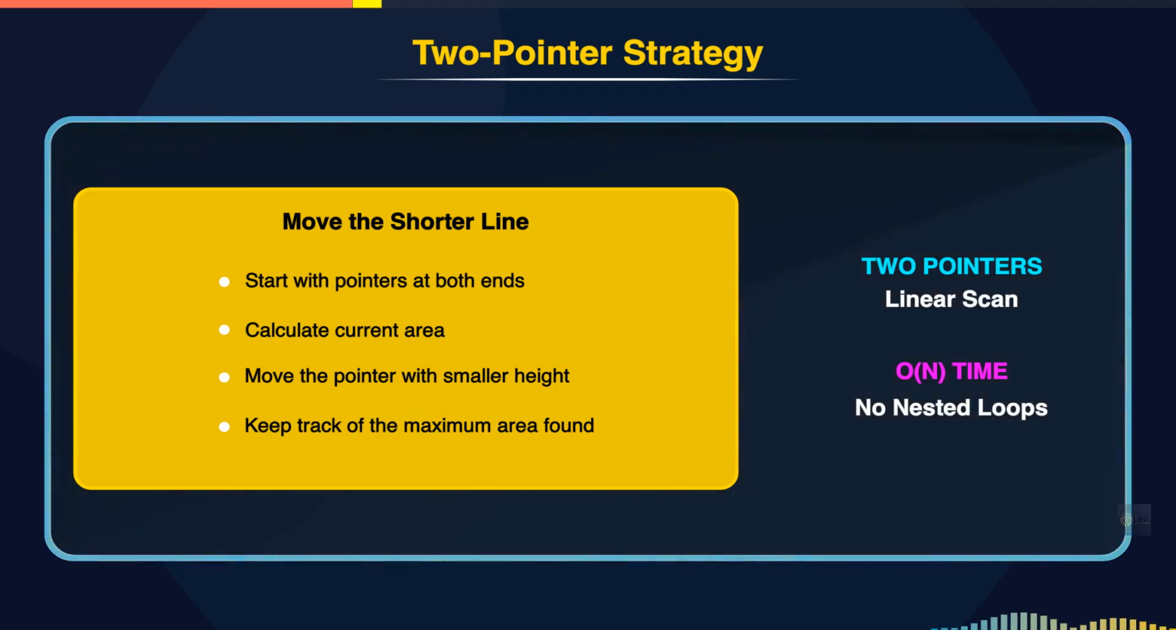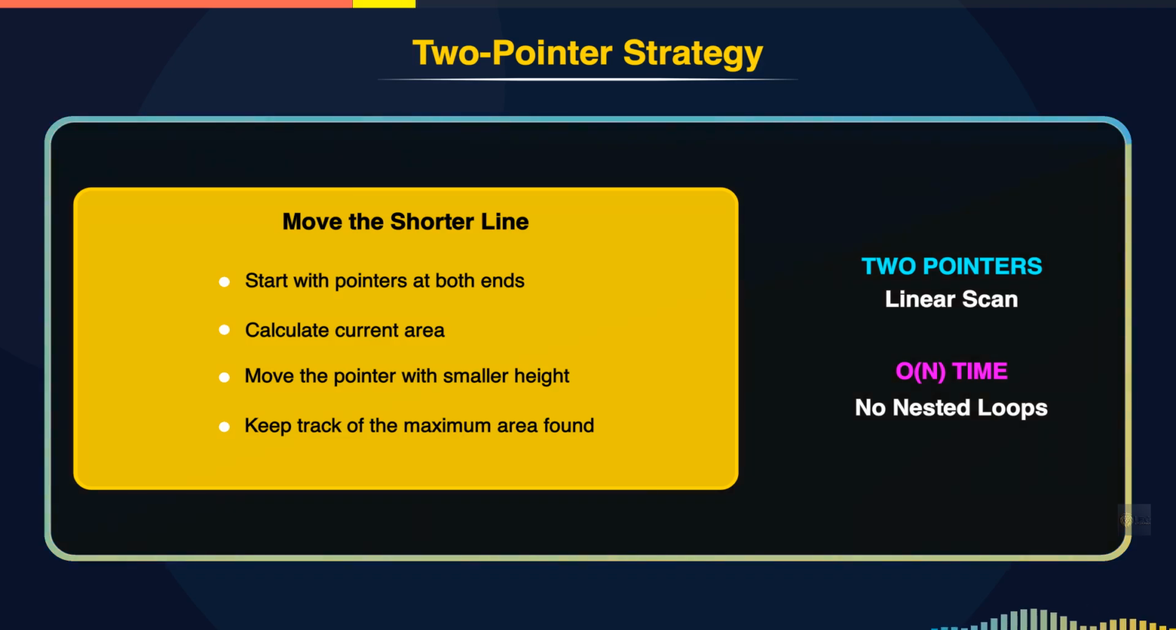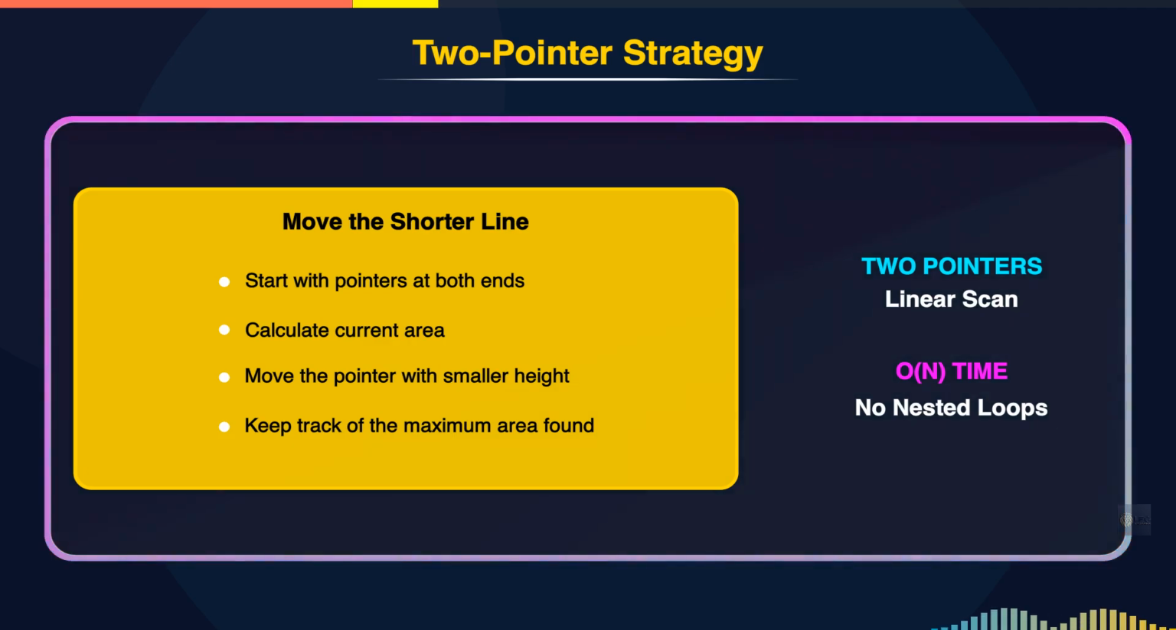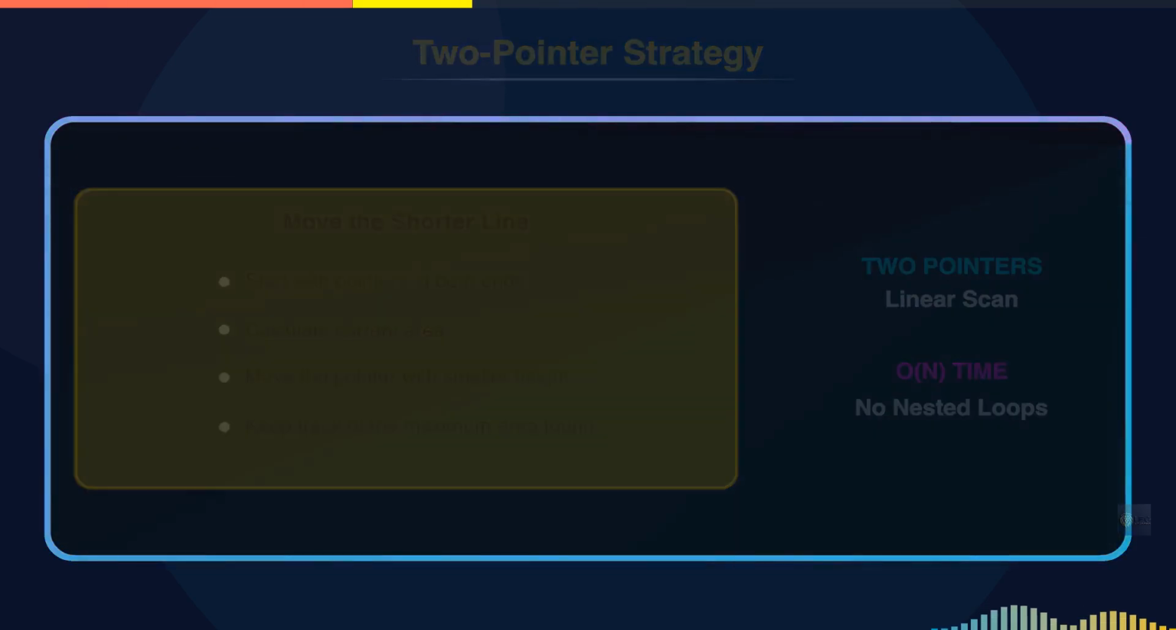Here is the golden rule: at each step, we calculate the area and then move the pointer that points to the shorter line. Why? Because moving the taller line can only decrease the area, but moving the shorter one gives us a chance to find a taller boundary that might compensate for the shrinking width. Now, let us walk through the dry run.